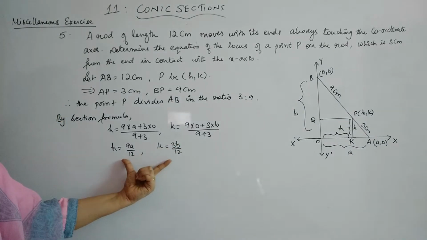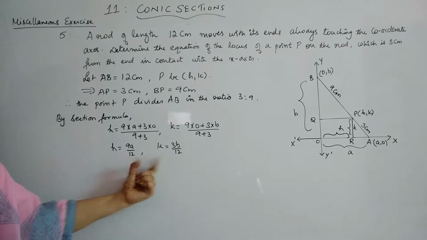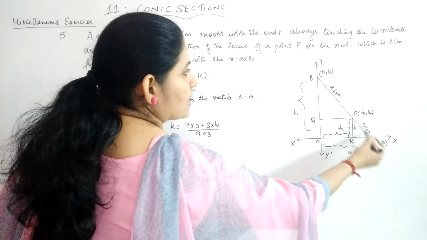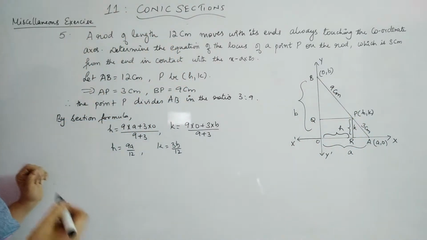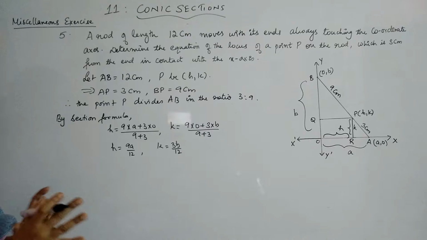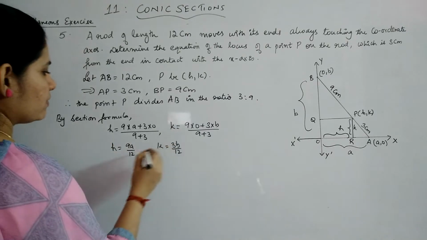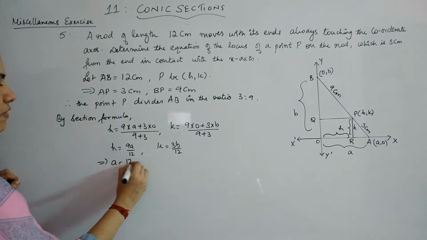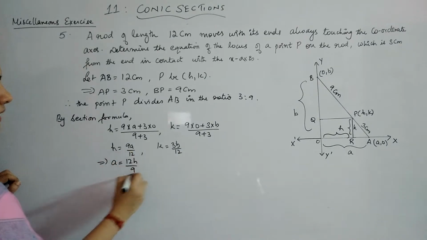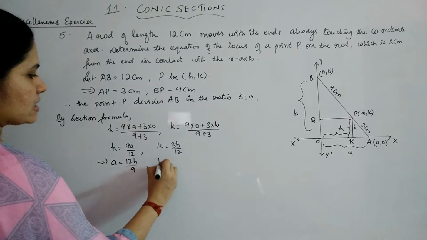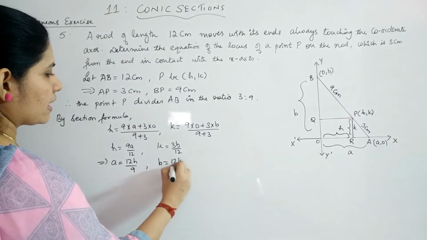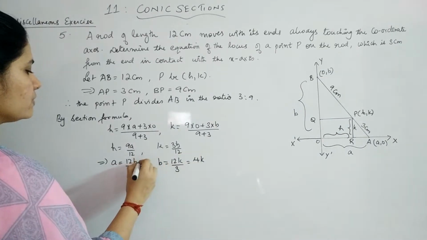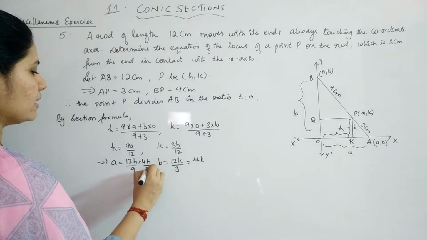Now from this we are finding out what A and B are. Why we are finding A and B is that we will consider the right angle triangle OAB and use the Pythagoras theorem to get a relation connecting all these. So first we will find A from this one. This implies A is equal to 12h by 9, which is 4h by 3, and B from here you will get 12k by 3, which is 4k.